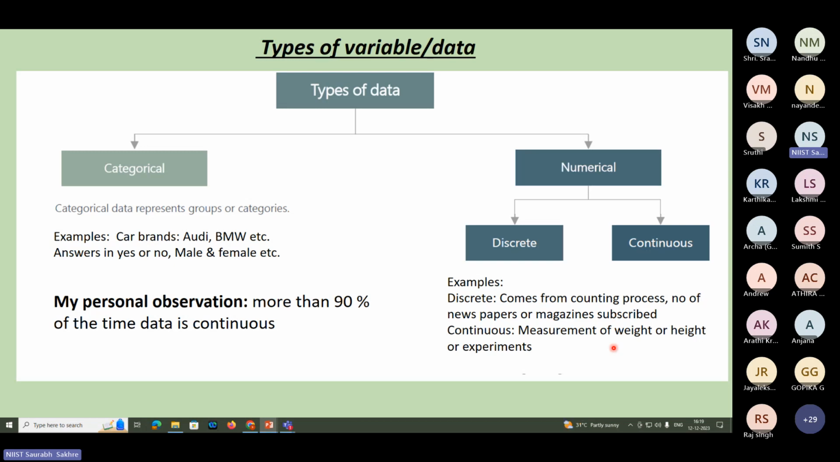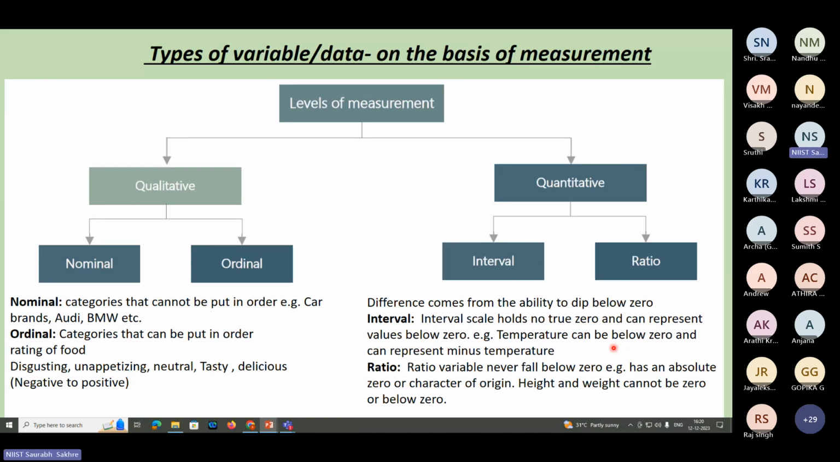So I hope up to this point, types of data is clear to you. Second, now we will see types of data based on its level of measurement. Based on this, there are two types: qualitative and quantitative. Okay, levels of measurement, qualitative and quantitative.